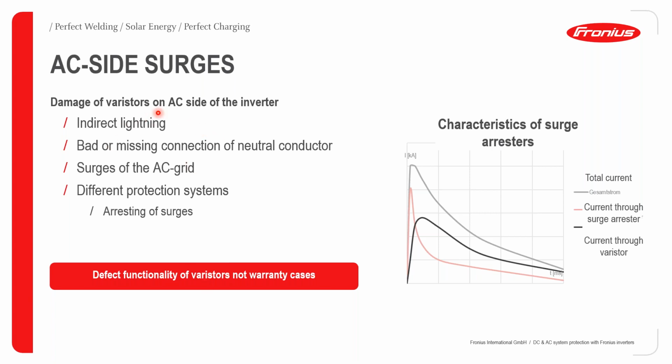So when you have this kind of problem, it could also indicate that you have a bad or missing connection of the neutral conductor, or surges on the AC grid, that is the public grid where the inverter is connected to. Because these lines on the public grid are exposed when they are carrying the voltage through, they do occasionally receive lightning strikes. So these can be sources of surges.